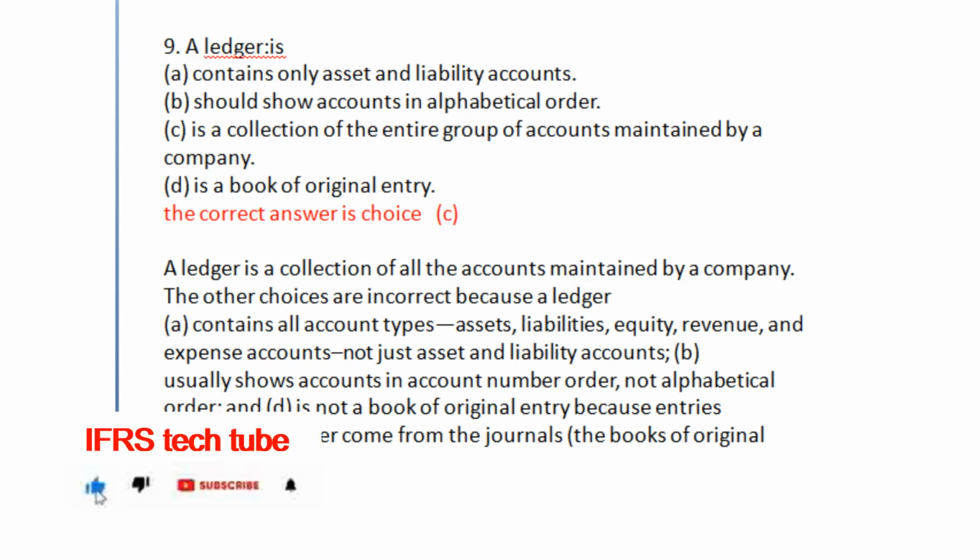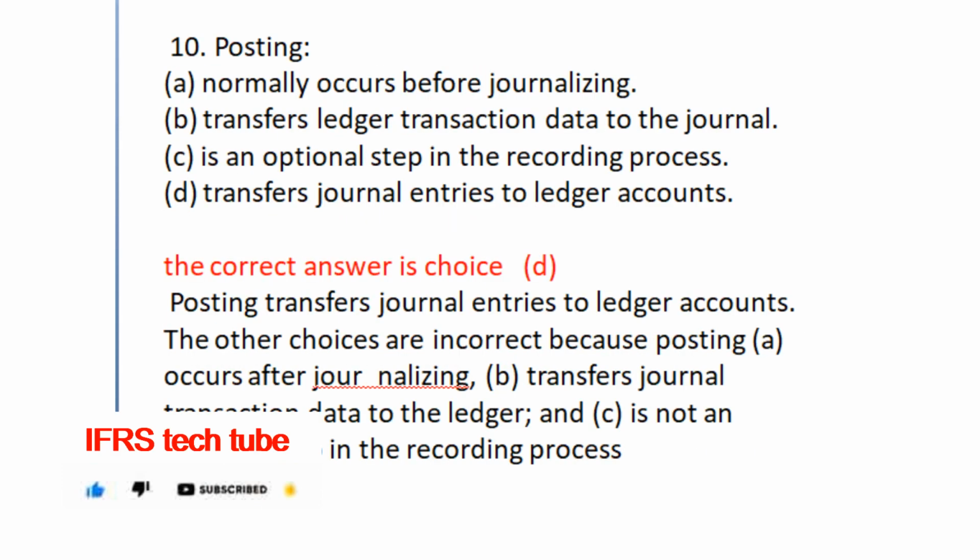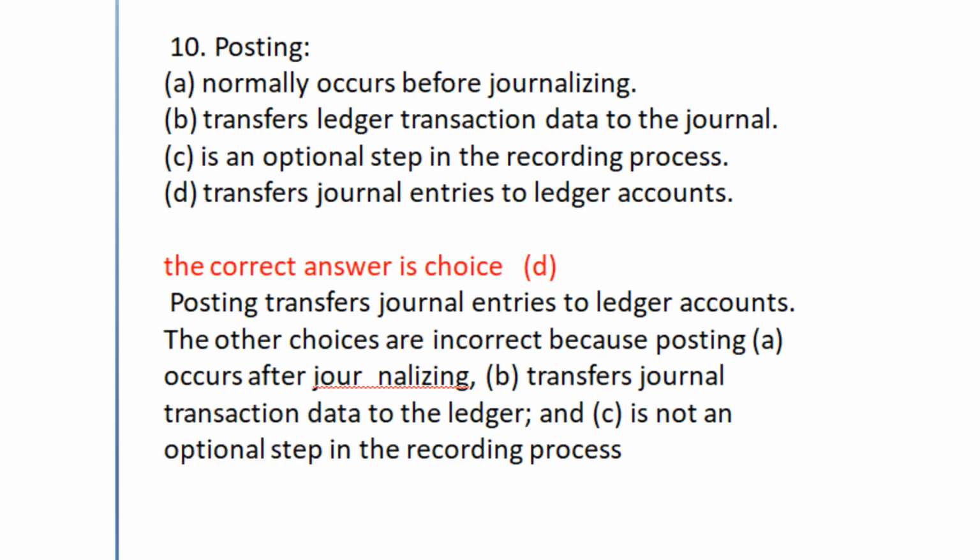Question. Posting A. is an option, B. is a sorting process, C. records the transaction as it occurs, or D. transfers journal entries to ledger accounts. The correct choice is D. Posting transfers journal entries to ledger accounts. The other choices describe a transaction occurring and a sorting process.